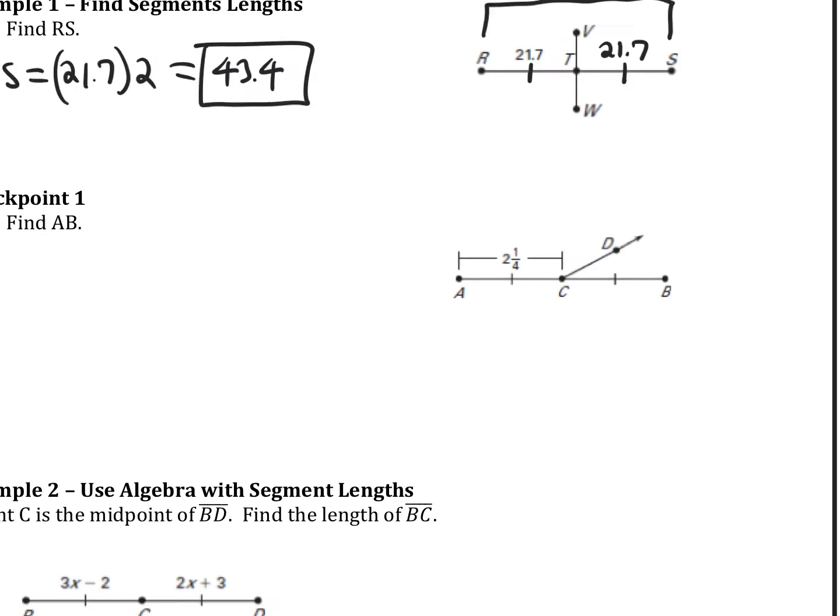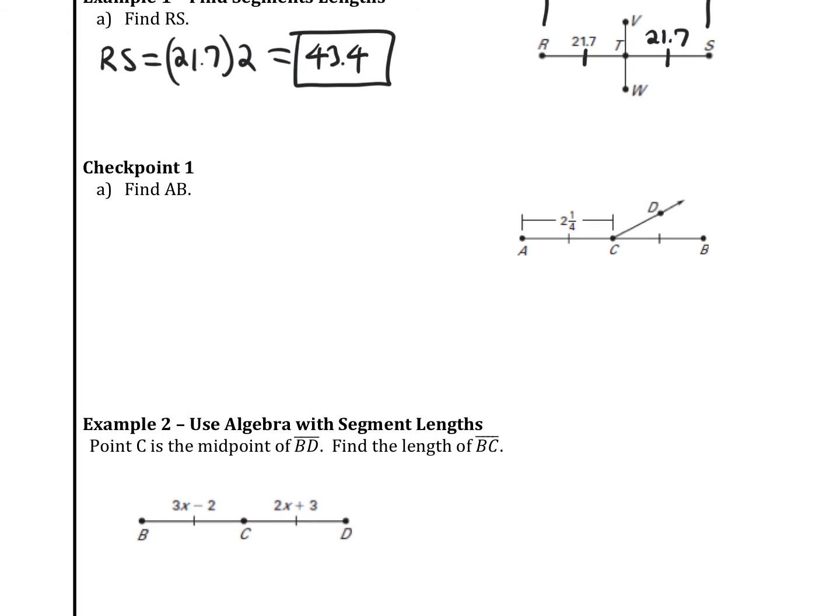Okay, find AB. Well, what do we know in this problem? We're looking for AB as the entire length again. We know that AC is congruent to CB, and that AC is 2 1/4. What's CB going to be if AC is 2 1/4? It's also going to be 2 1/4, okay?